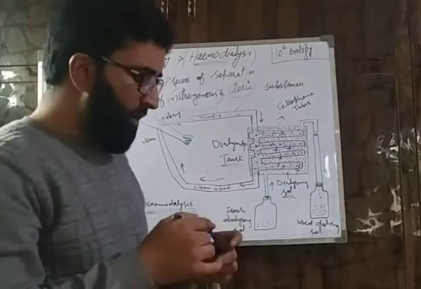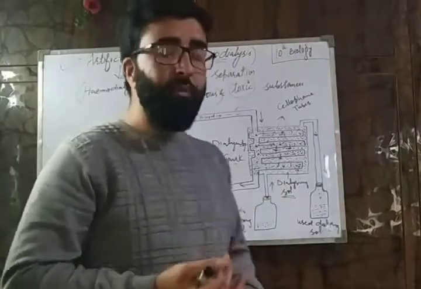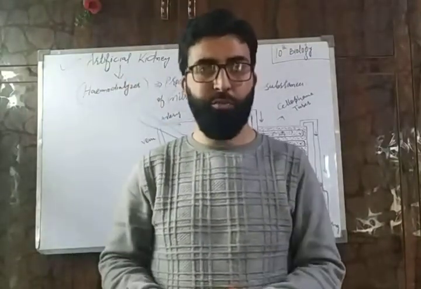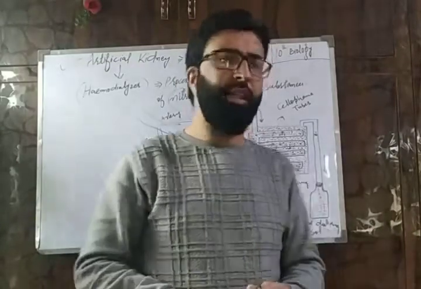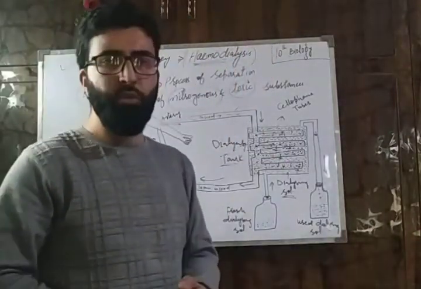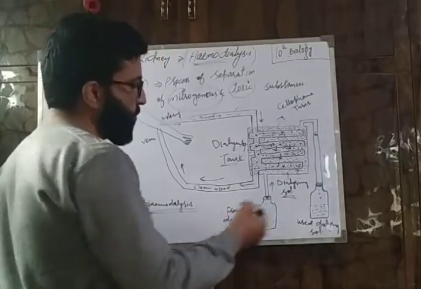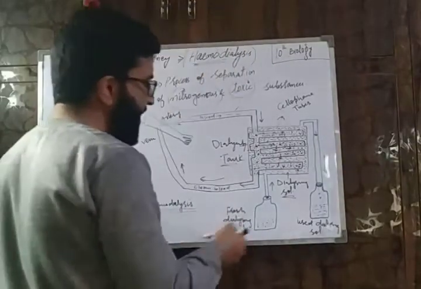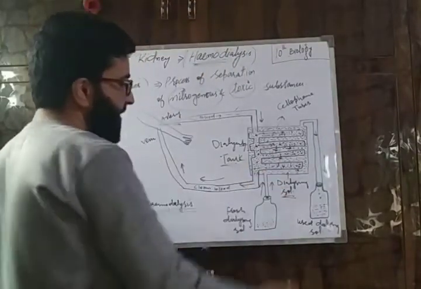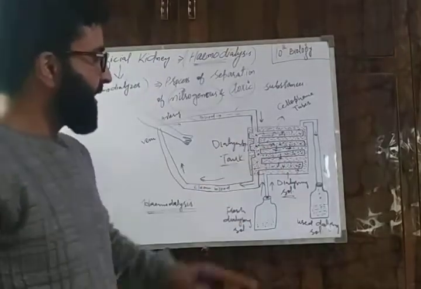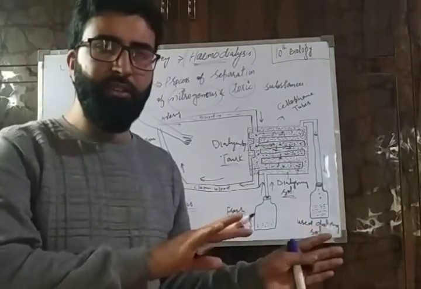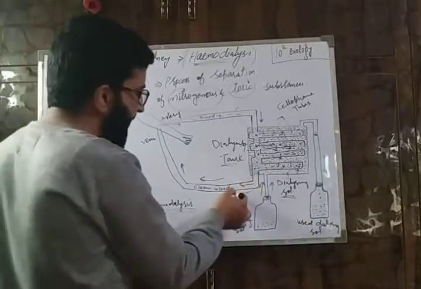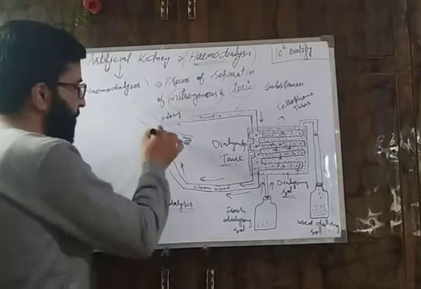In this way, blood is filtered, and substances like blood cells, platelets, and large proteins, their size is too large, so they cannot pass through these cellophane tubes. This used dialyzing solution is taken out from here, and new solution is entered from this way. And when blood gets purified and these wastes are removed, this blood is pumped back into the patient's body through the vein.